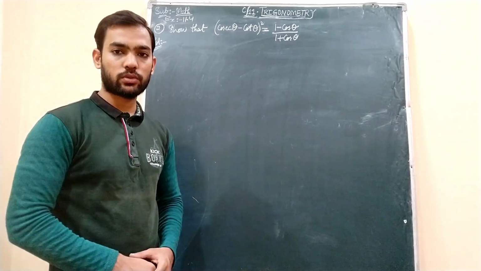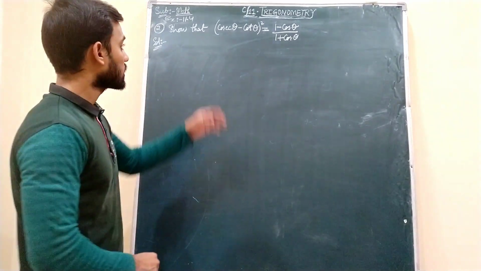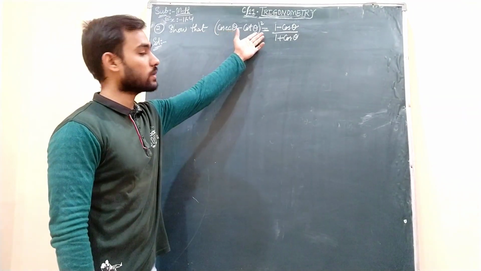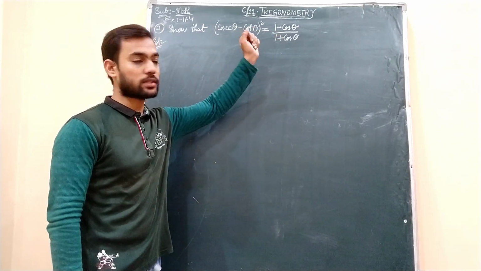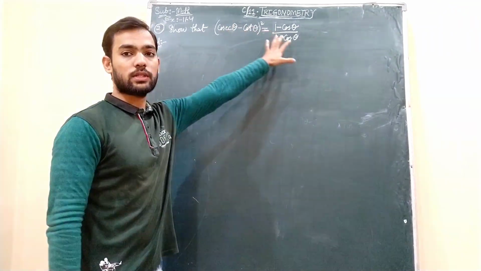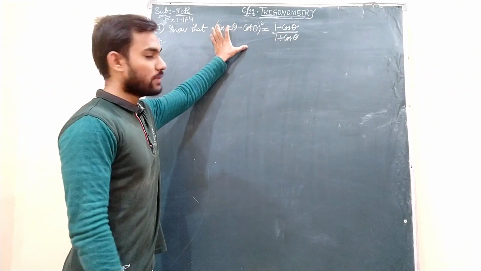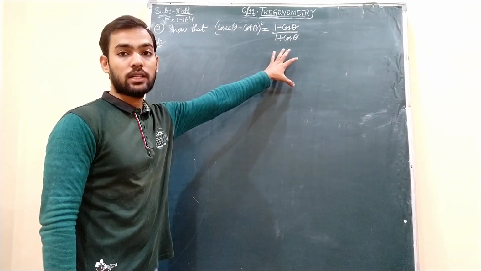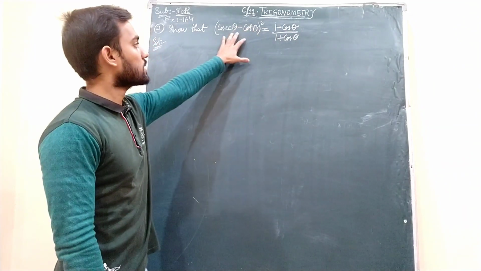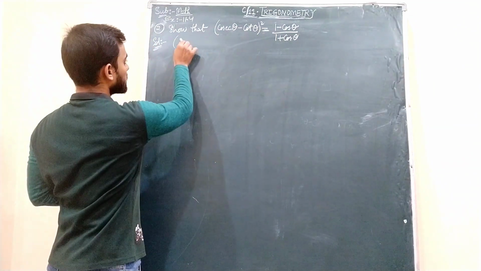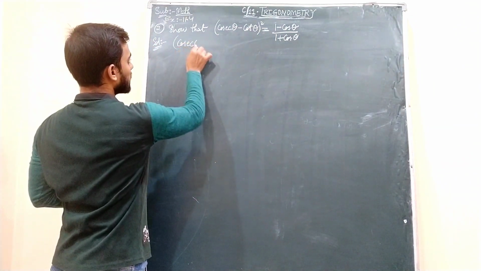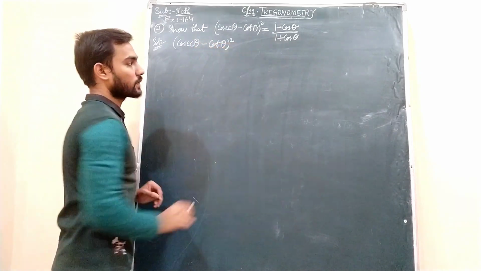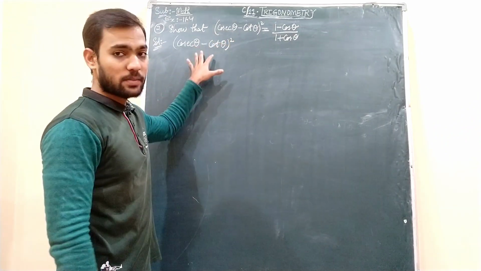Now we are going to do question number 2 of this exercise. It says: show that (cosecant theta minus cot theta) whole square equals (1 minus cos theta) by (1 plus cos theta). LHS equals RHS we need to prove. So we will take LHS, and using this we will try to get the RHS part. So first let us take this part, that is (cosecant theta minus cot theta) whole square. This is our LHS part.